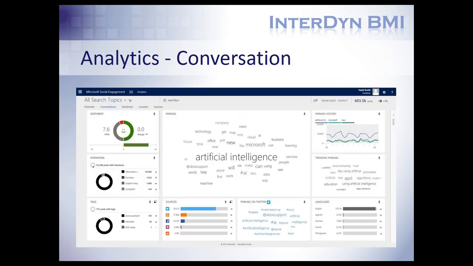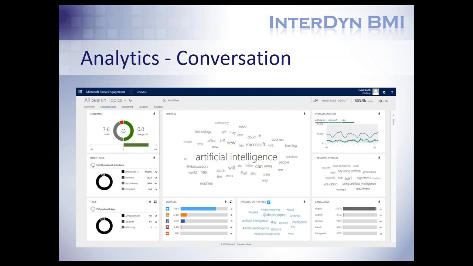So the first one that we have is the conversations dashboard. And again, going back to that machine learning, in the top left you see we have this sentiment grid here. What that does is it gives you an overall sense of how many positive, how many neutral, how many negative comments we have. And again, that's machine learning. It's an algorithm from Microsoft that is continually learning to look for key buzzwords, phrases, and so forth, that you can then make actionable decisions off of.